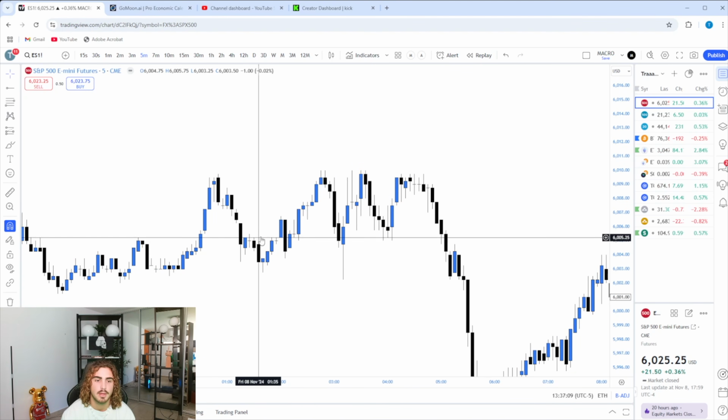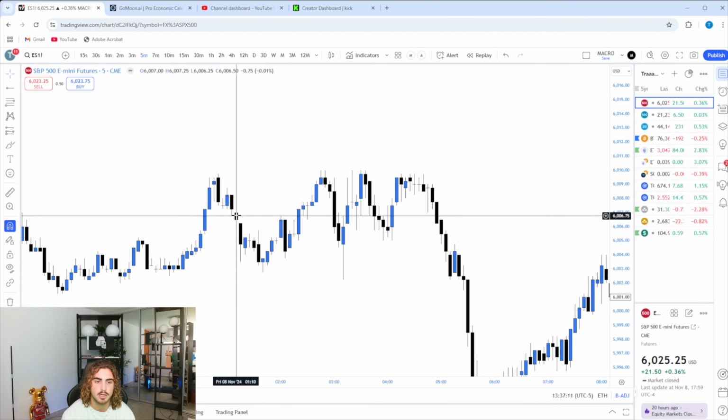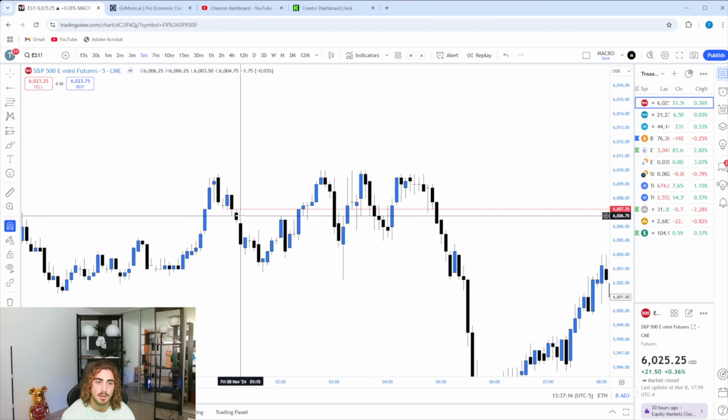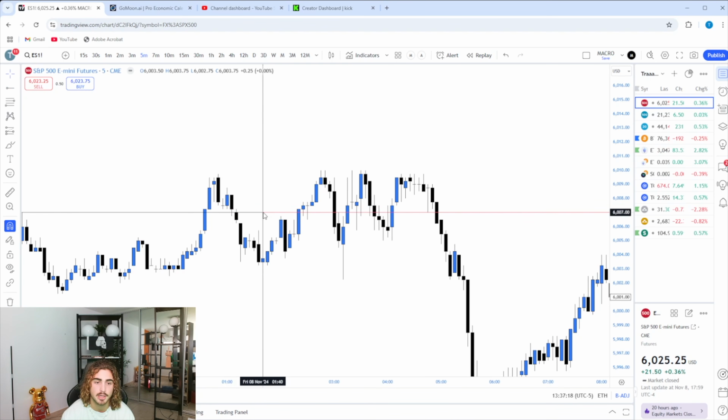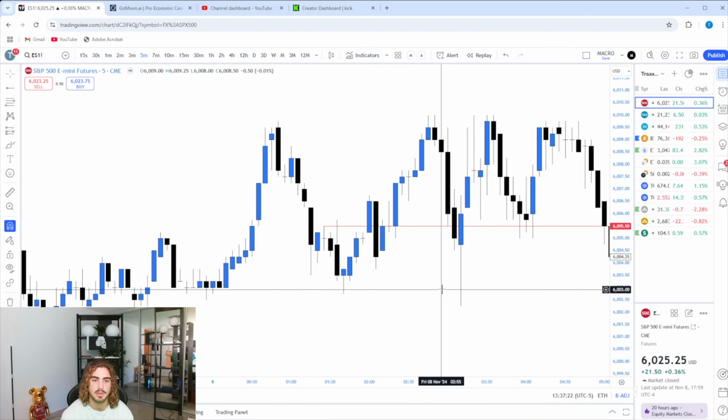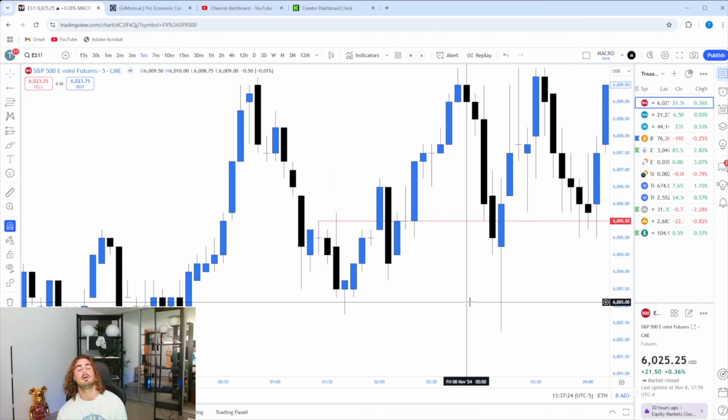Right here. Okay, we break structure to the upside right here prior to being in a downtrend. How do we know that we were in a downtrend? Because we closed underneath this low. Okay, boom, downtrend. What are we monitoring? We're now monitoring highs. This is the example that I wanted to show you guys here.